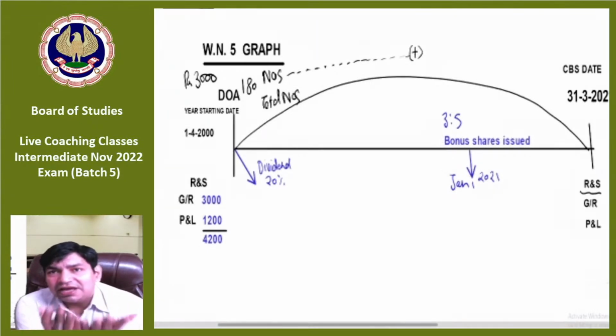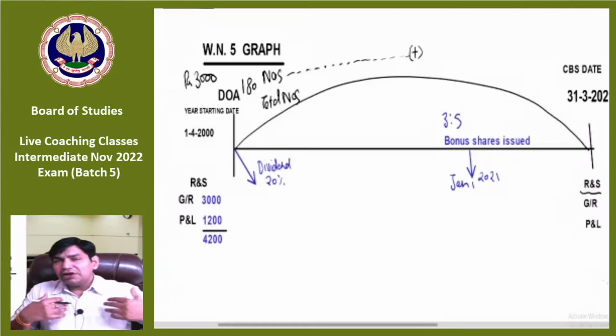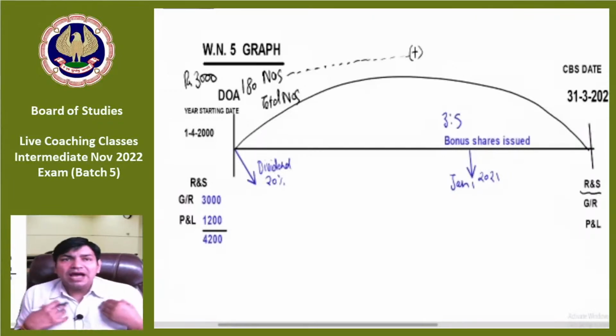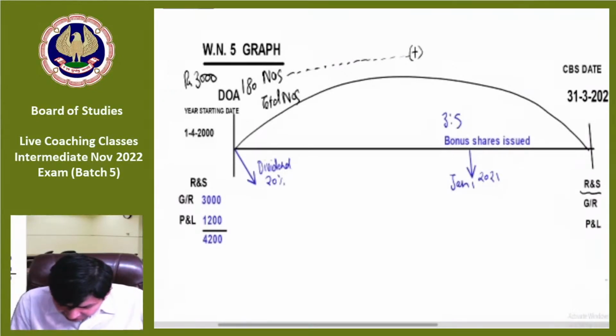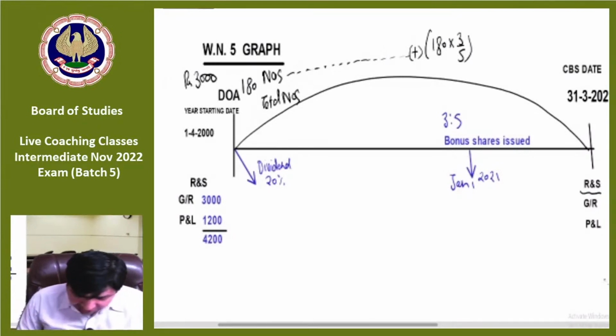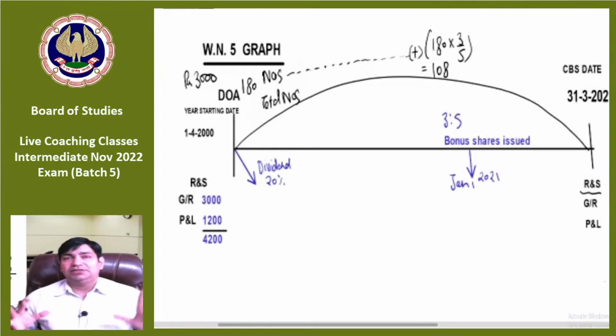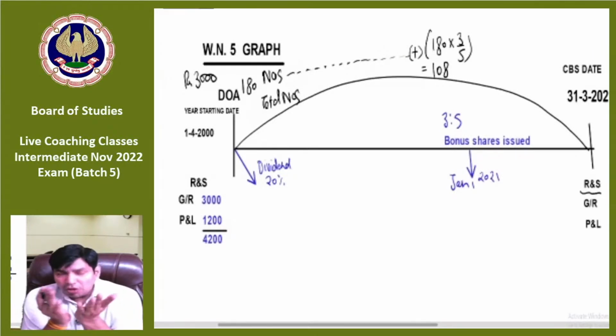180 shares were there before the bonus issue in our hand. We acquired them. Who are we? We are the holding company. On April 1st, we acquired 180 shares and bonus shares were issued to us on January 1st in the ratio of 3:5. So what number of shares could we get out of such? Tell me everyone. 180 multiplied by 3 divided by 5. So beta, 108 is the number of bonus shares which we received from this company.